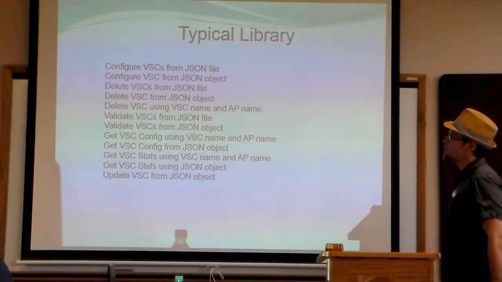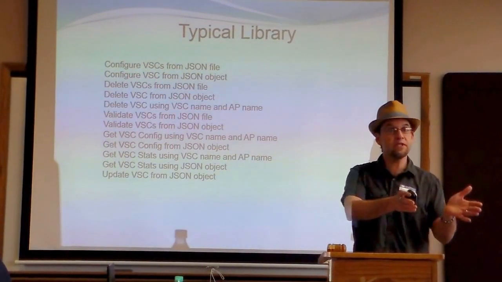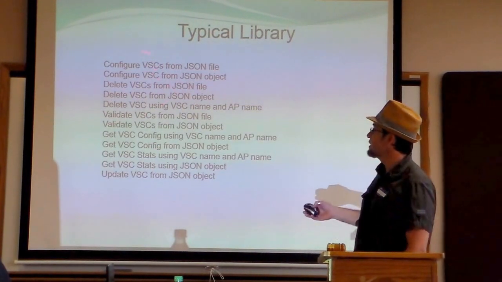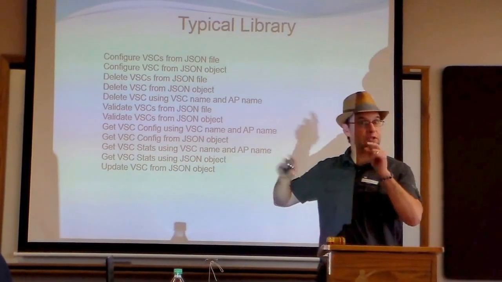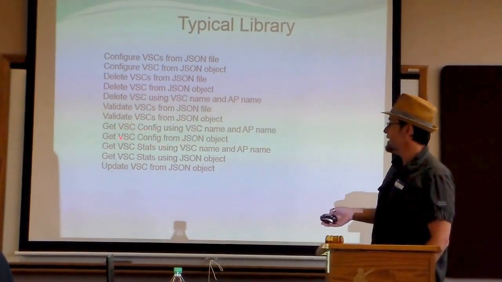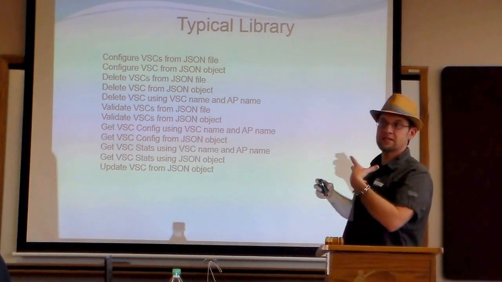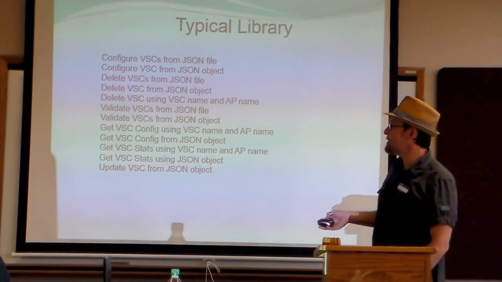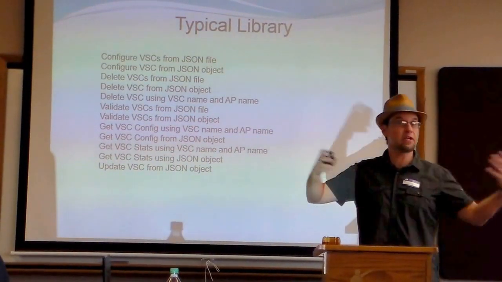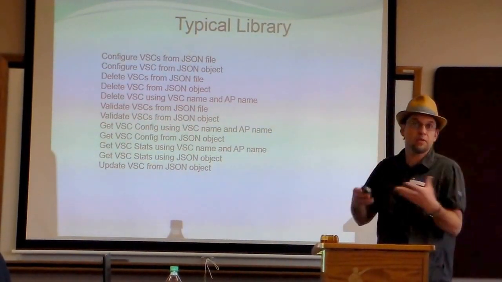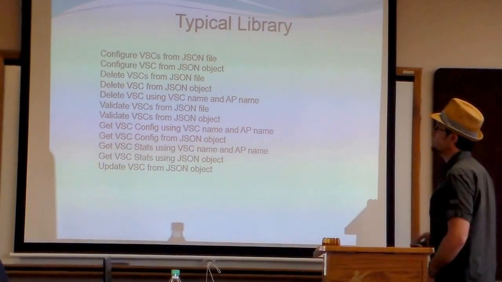What does a typical library look like? A typical library will allow you to configure that feature. Each feature will have its own library. Configure it, delete it, validate that your configuration actually made it to the device, get statistics. So you'll be able to pull statistics from a particular feature and then, more importantly, update that particular feature. This is a sample of one library, but this will extend across all libraries. Depending on the library or the feature, some will actually have a lot more keywords and functionality.